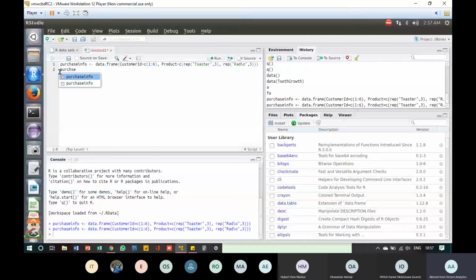So purchase info. Let's check what is present in purchase info. So you have purchase.